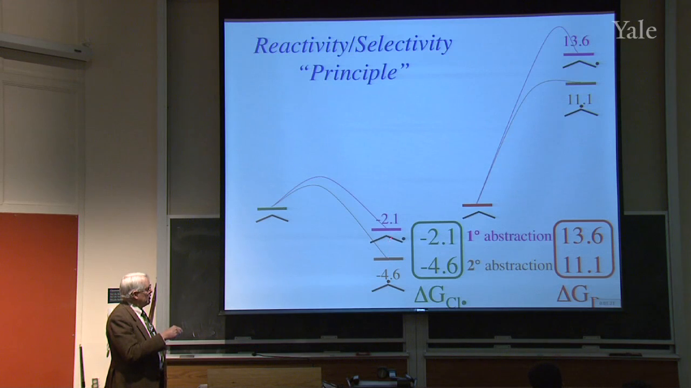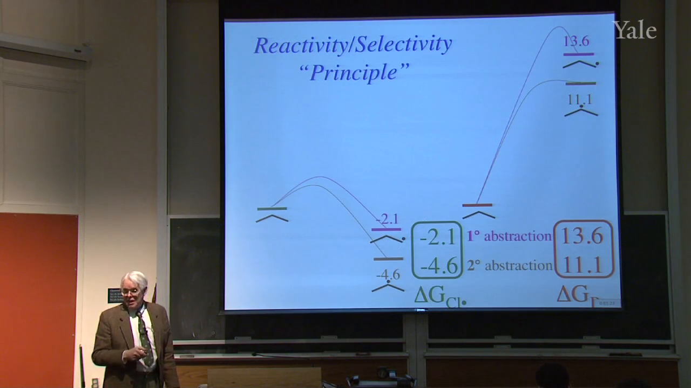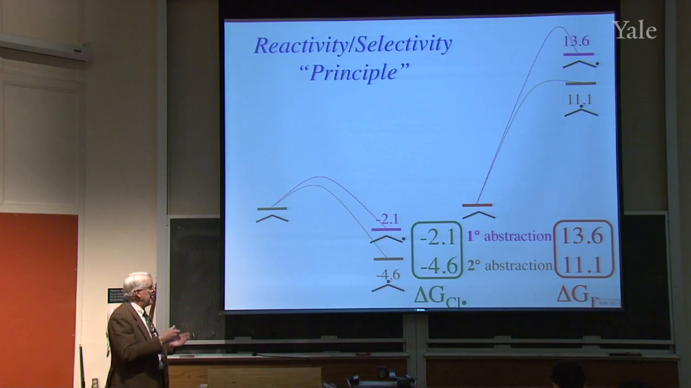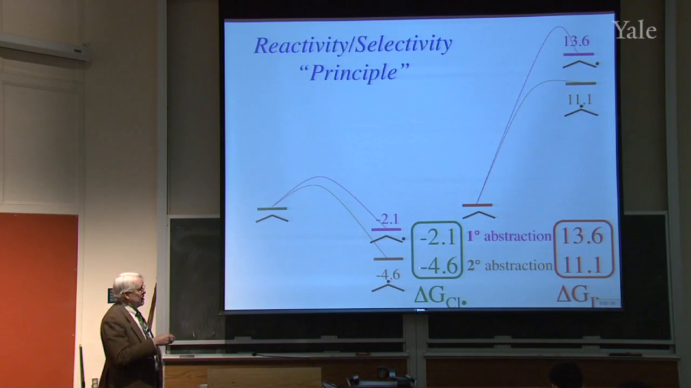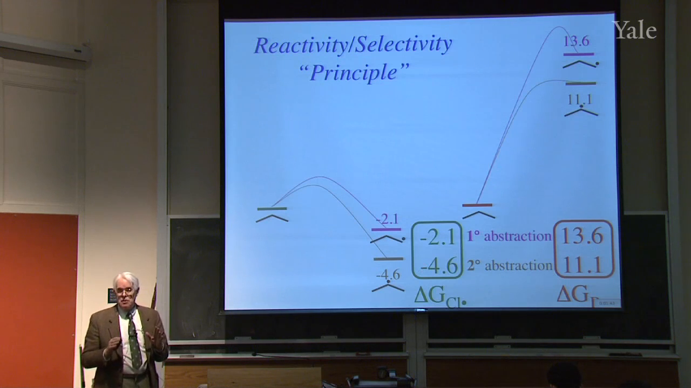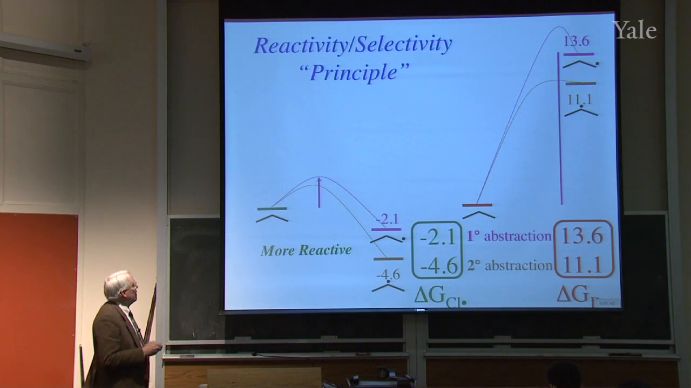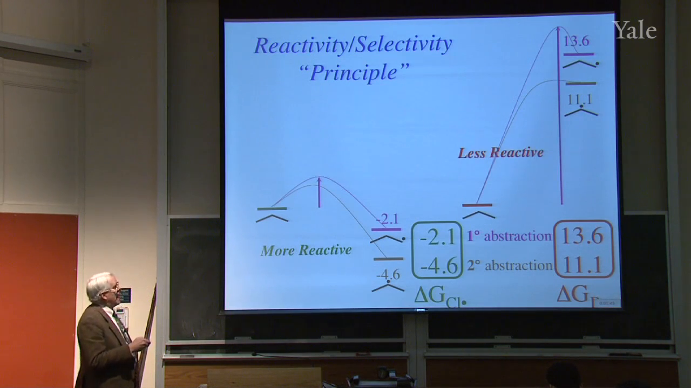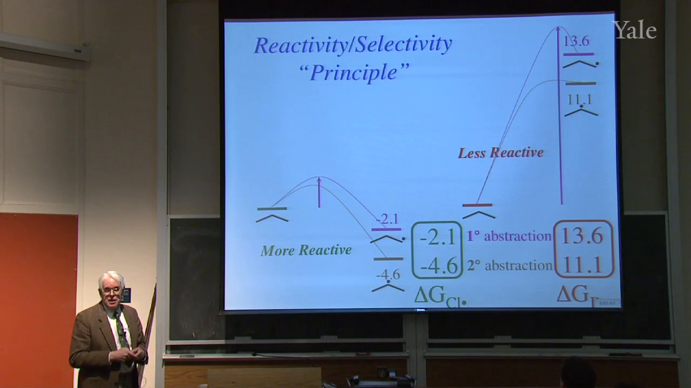And that's true whether chlorine is doing the abstracting or bromine is doing the abstracting, right? The same difference overall in the products. But the actual change in energy is much more positive in the case of bromine. It's harder to do than it is with chlorine. So chlorine is more reactive and bromine is less reactive.